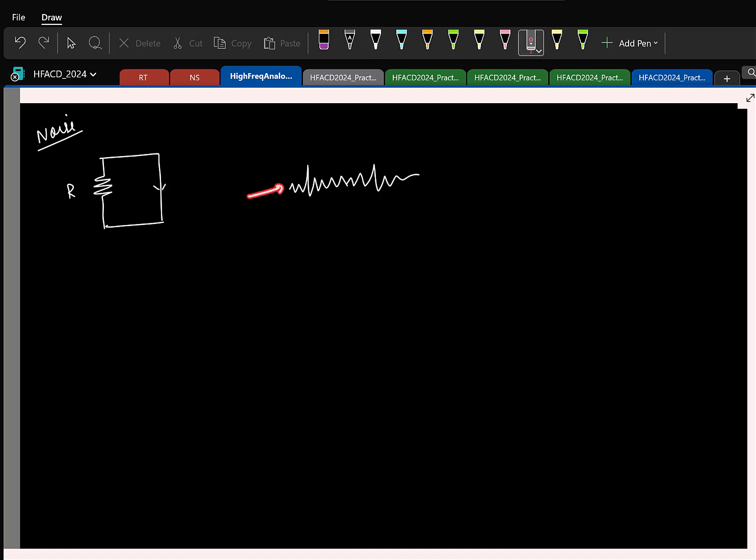And what do you think the average of this current will be? 0. Why? If that were not the case, even without knowing any technical details, if this could give a DC current to solve the world's energy crisis, we would just go around with a bunch of resistors and be done. That's not happening, so the average is definitely 0.